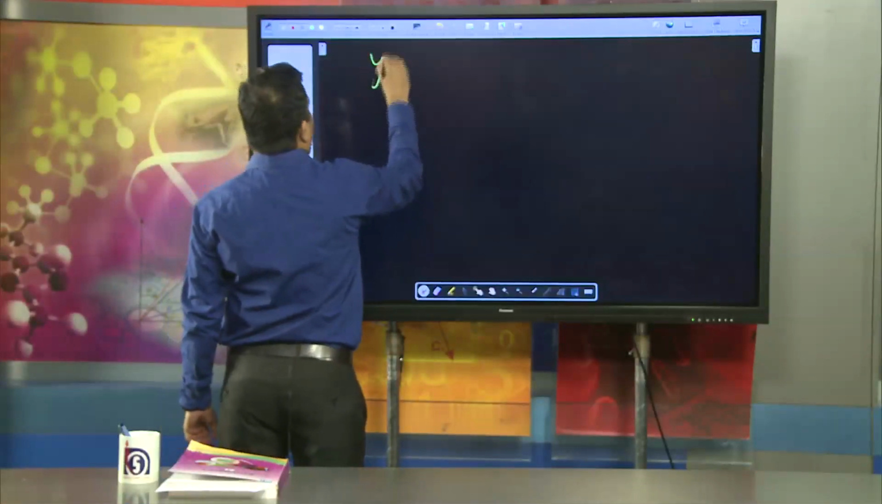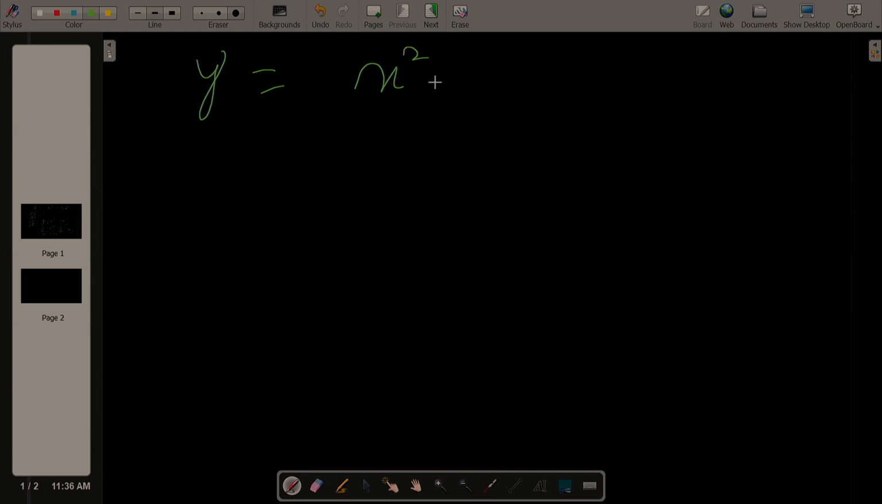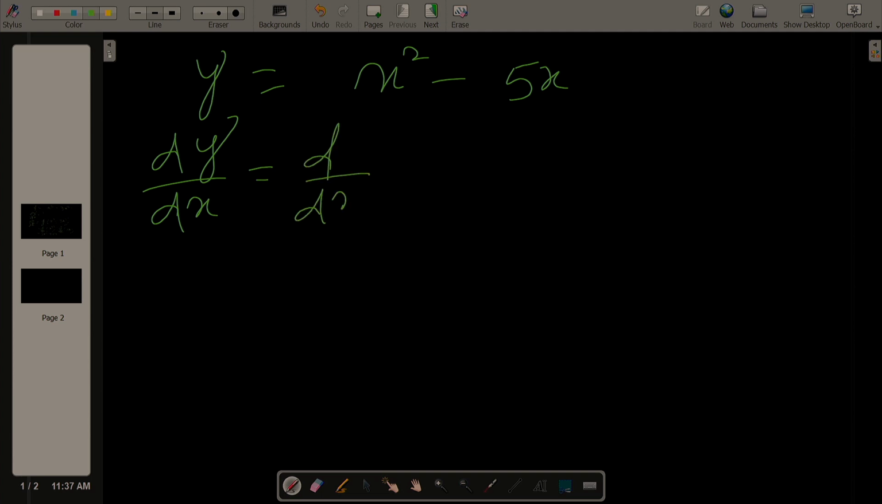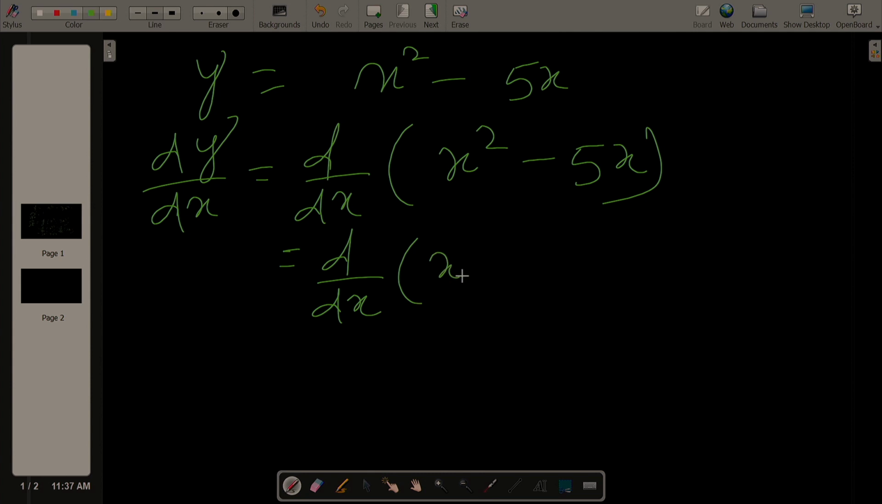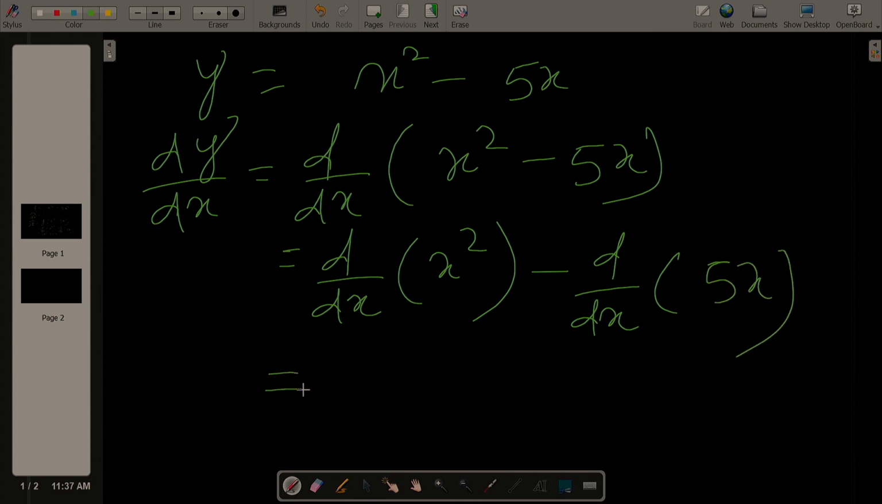One example, suppose y equal to x square minus 5x. Here the difference is there. So, I can write dy by dx equal to d of dx of x square minus 5x, which is equal to d of dx of x square minus d of dx of 5x. The result will be, using the power formula, the derivative of x square is 2x, minus 5, since the derivative of 5x is 5.